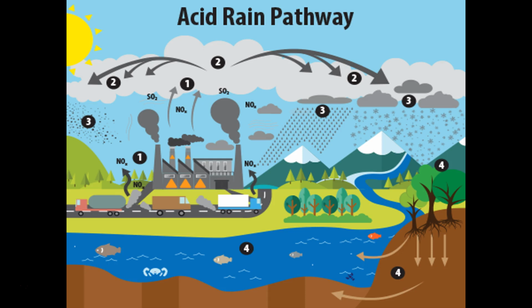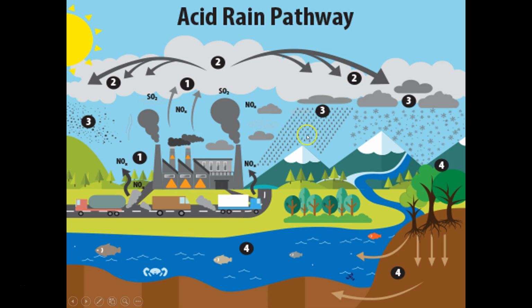Interesting. Okay. And this is why people who live next to factories get sick. Well, I see this pathway. This is an excellent illustration of the acid rain pathway. So I see you've got the smoke from the factory coming up and going into the atmosphere.